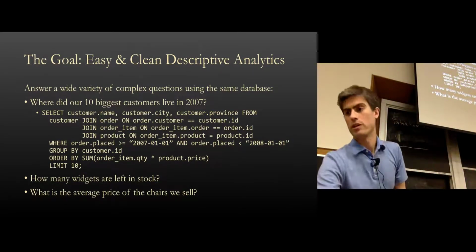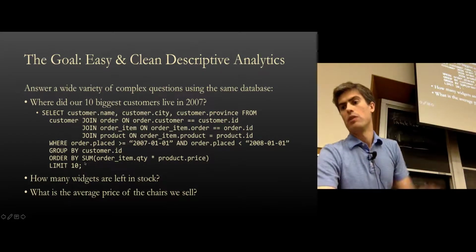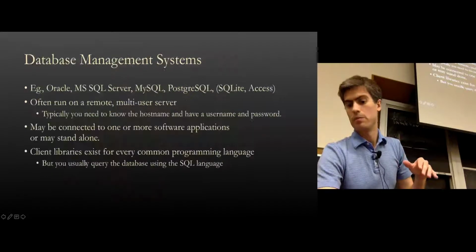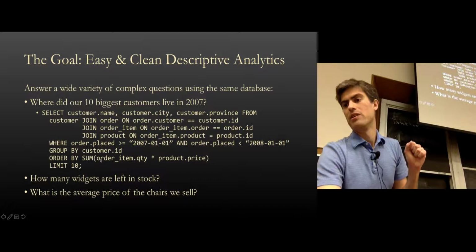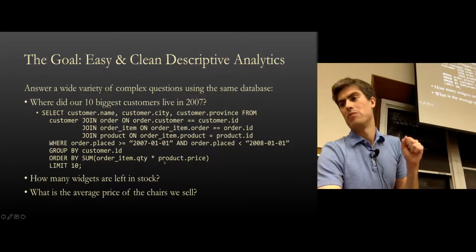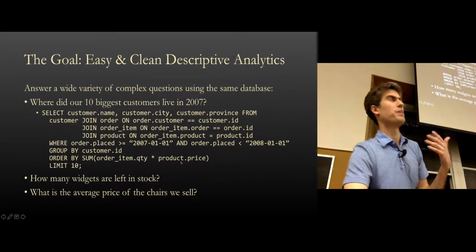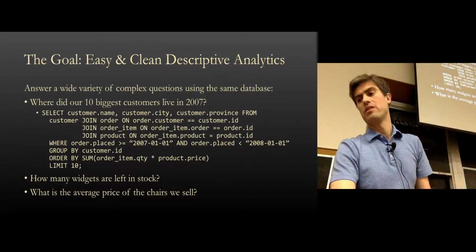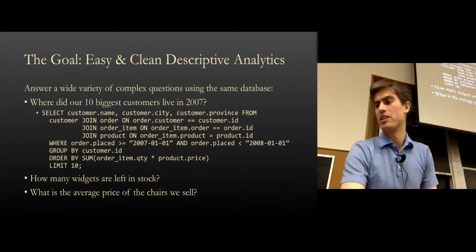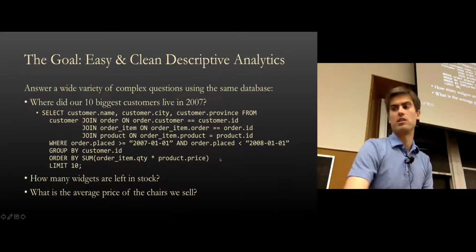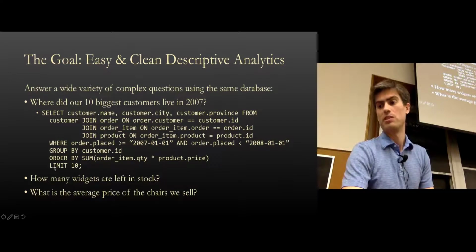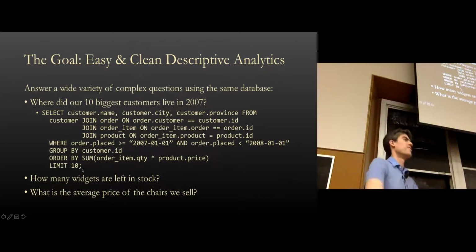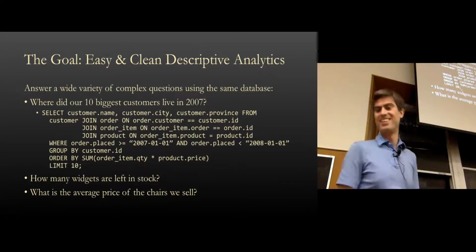So we group by the customers, and then we want to order them by the sum of the item quantity times the product price, which gives you how much they spent for all those orders together. And actually, I think I missed a word here, which should have been descending. We want order descending to put the biggest ones first. And then we just want 10 of them. That's what that limit 10 is. Okay, so that's SQL. Great.